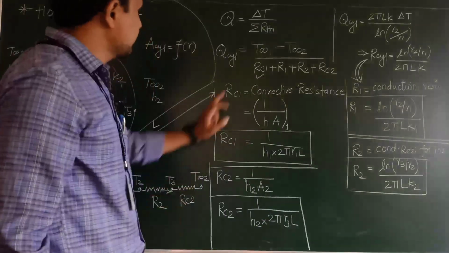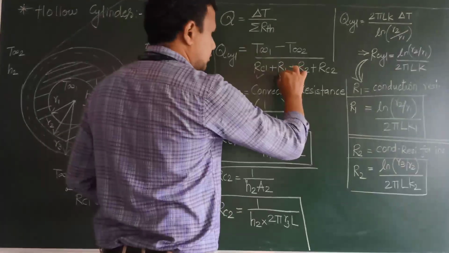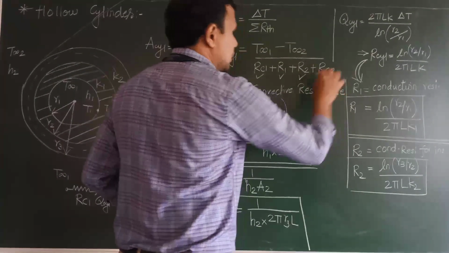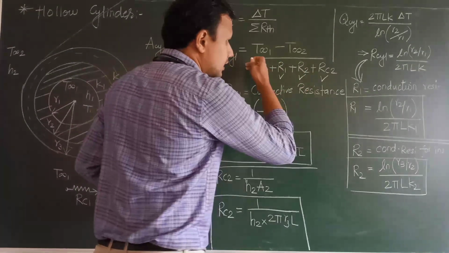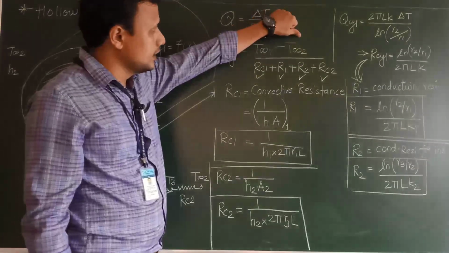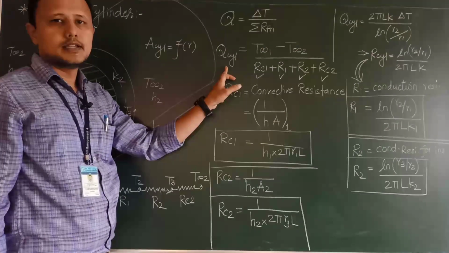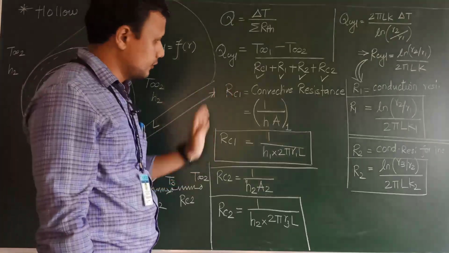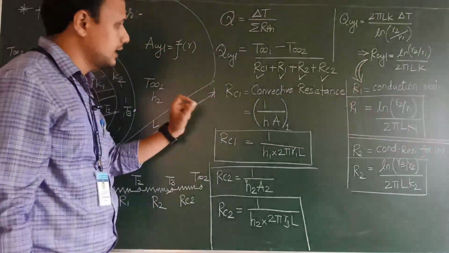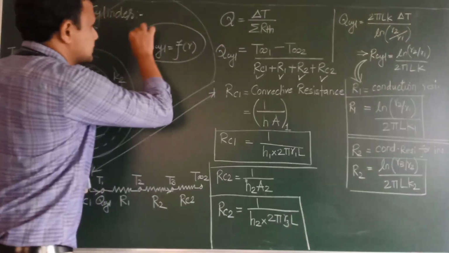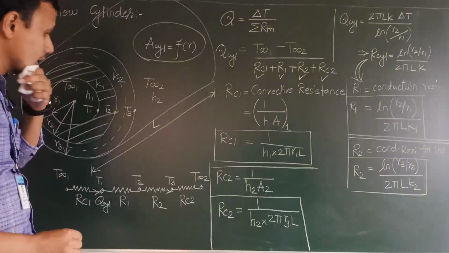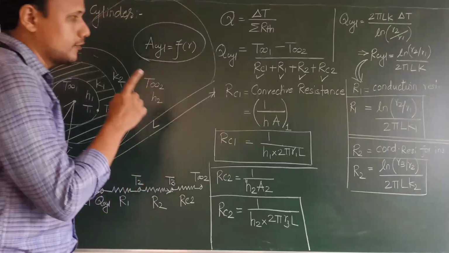Now we have RC1, we have R1, we have R2, then we have RC2. On this basis, we have evaluated the entire denominator. So if we are provided with the value of T infinity 1 and T infinity 2, we can immediately calculate the heat transfer from this hollow cylinder. And if any other quantity is missing, then we can also evaluate that. The most important understanding in this case is only this physics, that area is a function of radius, area changes with radius, it is not a constant area, and that is what we have to take care of.